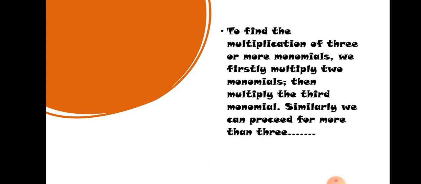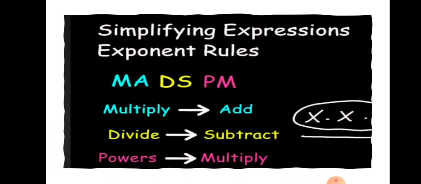For the simplification, we will use some exponent rules. Mainly the first one will be used here. For multiplication, you add the powers. If you remember, we have done this in class 7th also. For multiplication of the variables, you add the powers with the same variable. For division, you subtract the powers. And for power of a power, that means x raised to power a, raised to power b, the powers will be multiplied. That means x raised to power ab.